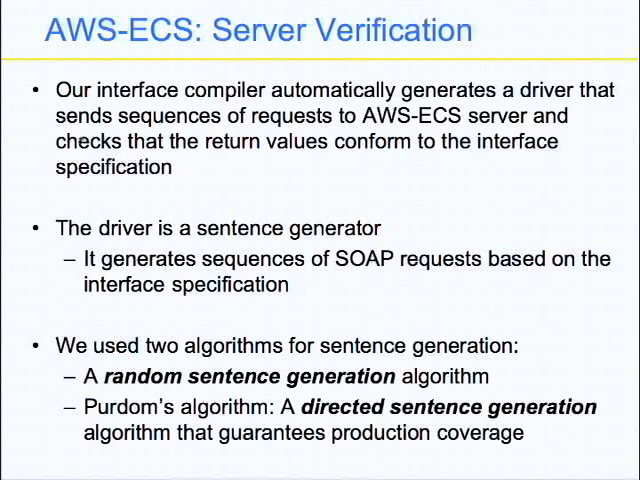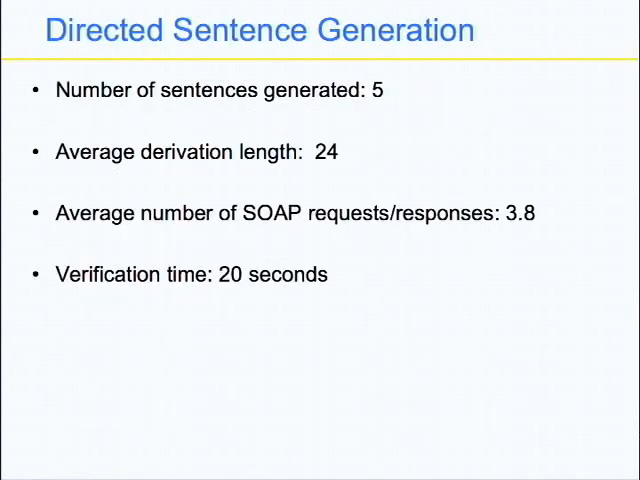So I have a grammar, and I want to make sure that the sentences I generate use each production at least once. For this directed sentence generation, we use Purdom's algorithm. It generates 5 call sequences that cover all the productions we had. The average derivation length, basically the average call sequence, is 24 operations.